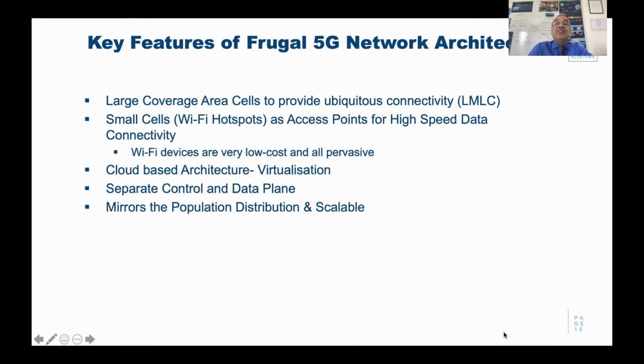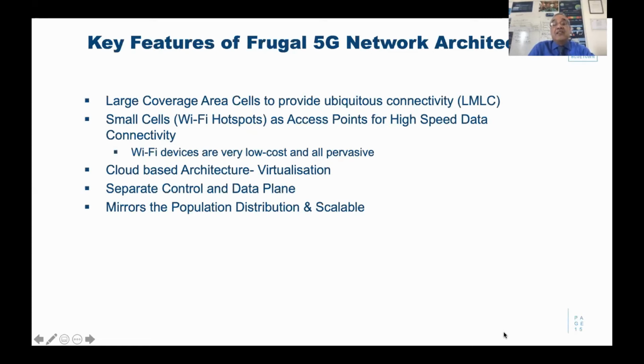The key features of the frugal 5G network architecture are a large coverage area cell to provide ubiquitous connectivity. In India, we have called it LMLC, low mobility, large coverage. That is a very clear critical requirement of a rural access network. Then small cells, Wi-Fi hotspots as access points for high-speed data connectivity to the end user, and Wi-Fi devices which are very low cost and all pervasive, used as the end device by the end user.